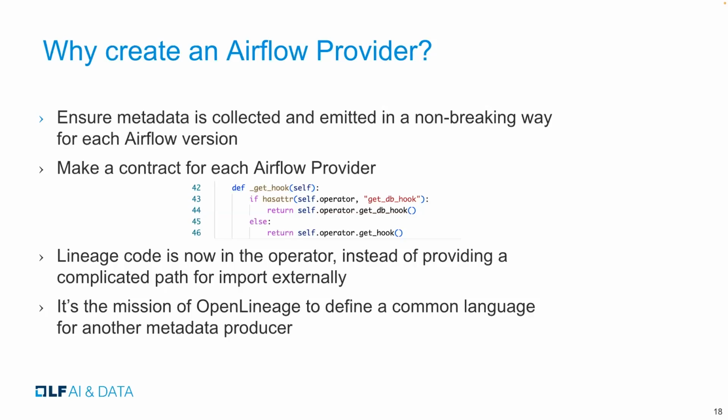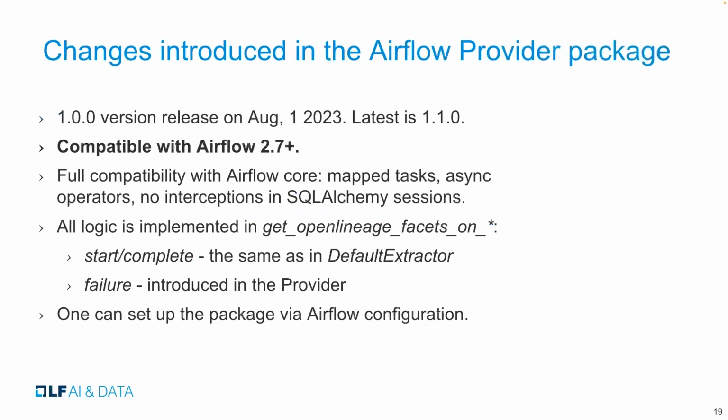So Airflow can be somehow advertised that it uses OpenLineage. Well, it looks like people are really interested in that. So it might work actually. There were a couple of changes that were introduced in the provider package. Starting from August this year, the first version was released. Now it's 1.1.0. And what's important is that it's compatible with Airflow 2.7 plus.